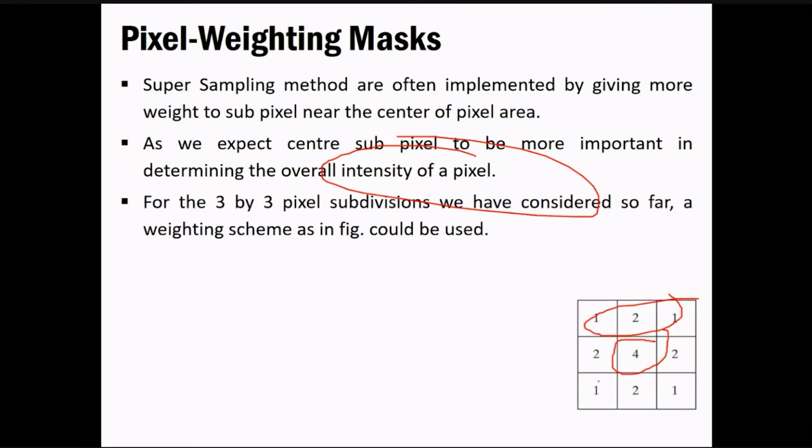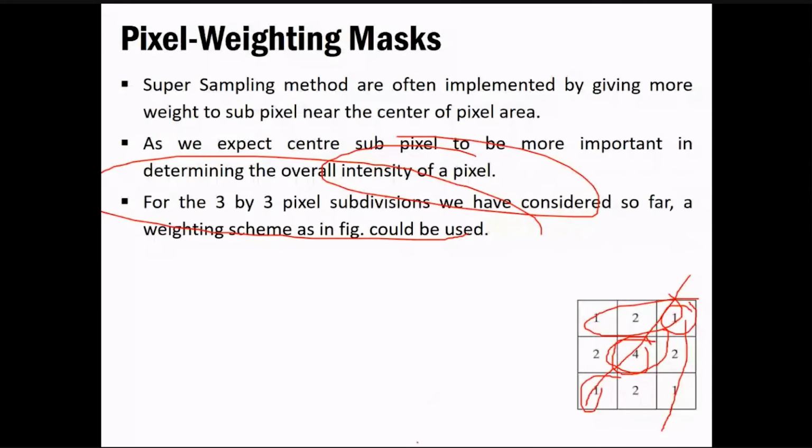So the same thing is given over here. For the 3 by 3 pixel subdivision, we have considered a weighting scheme as shown in the figure. Based on this, suppose your line is passing through these 3 pixels, so you have to take this intensity value out of the subpixel. You'll be taking 1, you'll be taking 4, and you'll be taking 1 again. Why 4? To get the higher value for that middle pixel, so it is illuminated more. Similarly, if it is passing from here, then you'll be taking this value. In our case it is 2, 1.